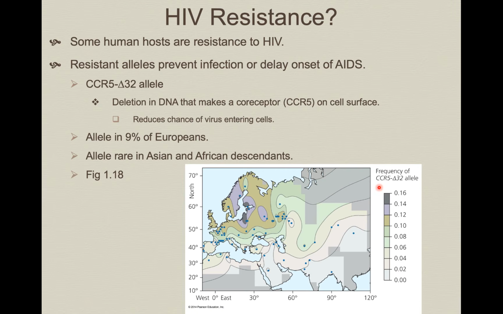Well, it turns out that there are some people that appear to have some resistance to HIV. And one of the alleles linked to this resistance is at the gene CCR5. This produces a co-receptor on the cell surface of these immune cells. And if you have the allele called delta 32, it reduces the chance the virus will recognize a cell and be able to successfully invade. Now, not all populations have the same frequency of this allele. It appears to be higher in Northern Europe and rarer in Asian and African populations.